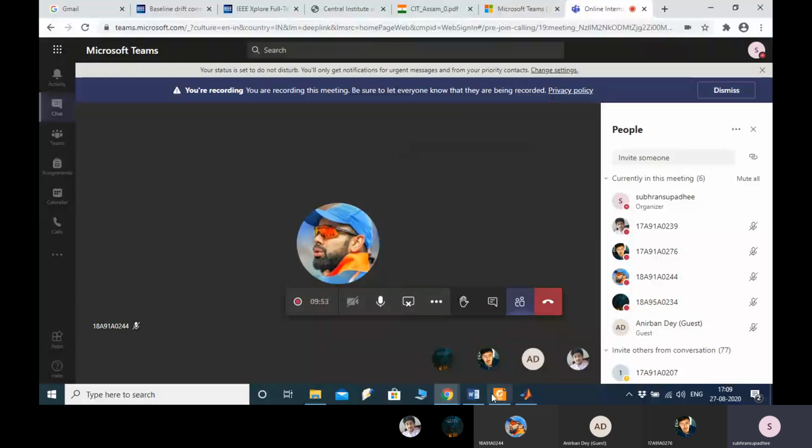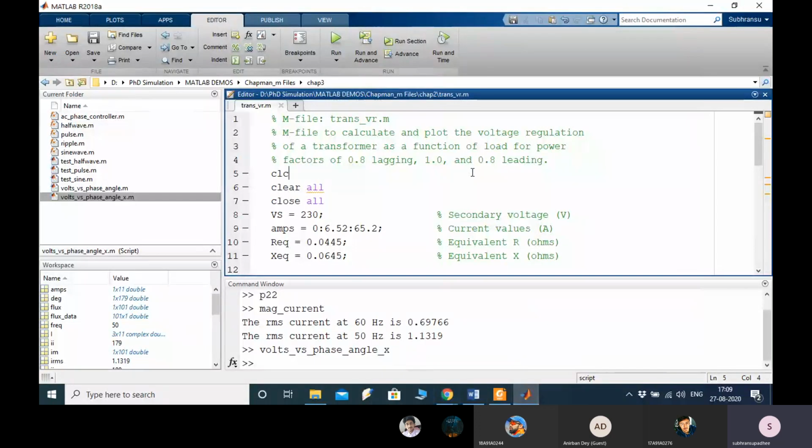So in the voltage regulation of a transformer, everybody knows the formula, what the voltage regulation is and how the voltage regulation changes when the load changes. Here Vs, the secondary voltage, is 230 volts, and we are dealing with the current from 0 to 65.2 amperes with an interval of 6.52.